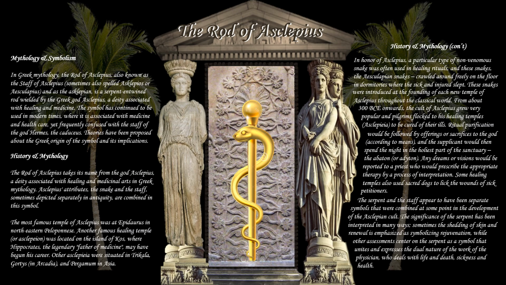The serpent and the staff appear to have been separate symbols that were combined at some point in the development of the Asclepian cult. The significance of the serpent has been interpreted in many ways. Sometimes the shedding of the skin and renewal is emphasized as symbolizing rejuvenation, while other assessments center on the serpent as a symbol that unites and expresses the dual nature of the work of the physician, who deals with life and death, as well as sickness and health.